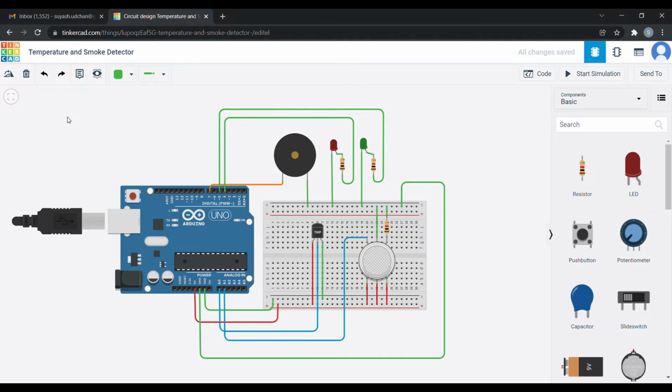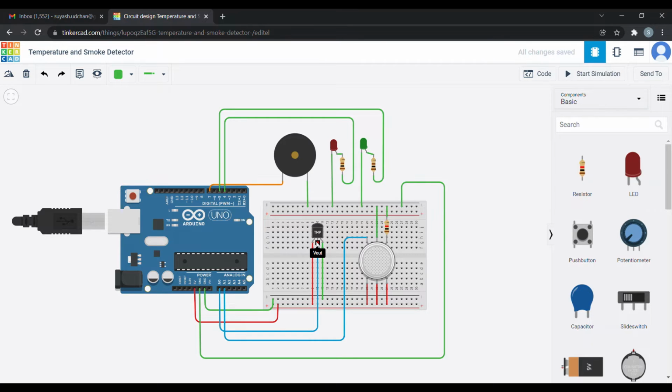Now let's have a look at the simulation that was performed on the online simulation platform, that is Tinkercad. So let's look at the circuit that we have implemented first. Here is the Arduino Uno board that we are going to use. Here is the temperature sensor TMP36, of which the middle terminal, that is the Vout terminal, is the one from which we are going to take input from the temperature sensor.